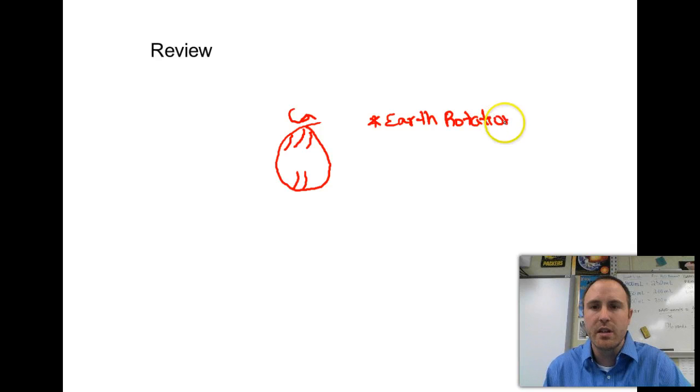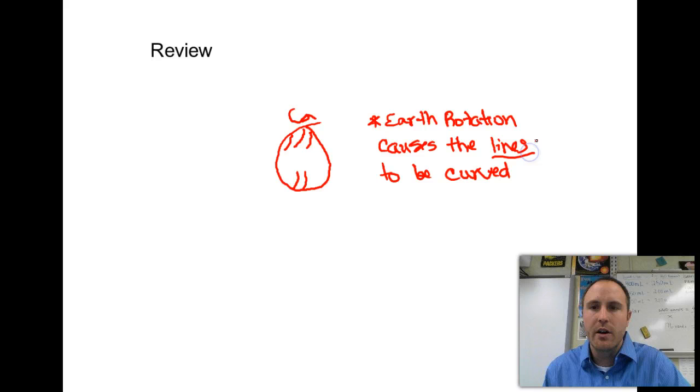So Earth's rotation causes the lines to be curved. And what we're talking about is these lines are actually wind. So what happens is that the wind becomes curved due to Earth's rotation. And we actually call that the Coriolis effect.